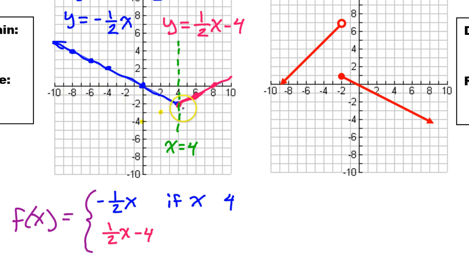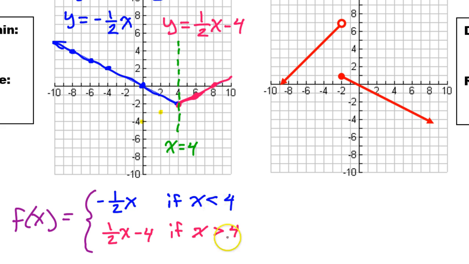So these x values are less than 4 because they're to the left of 4. So we're going to say less than 4. Now for the red side, these values are going to the right. So these x values are greater than 4. So we'll say if x is greater than 4.